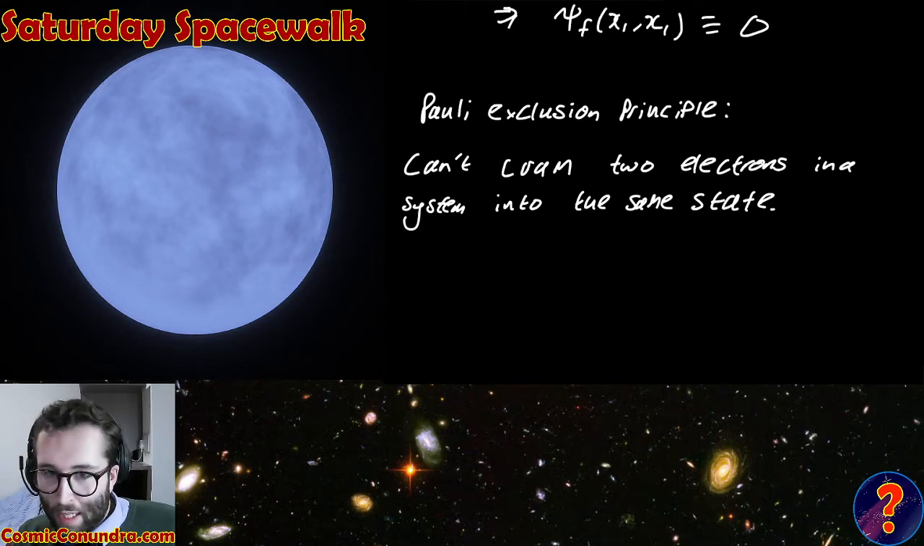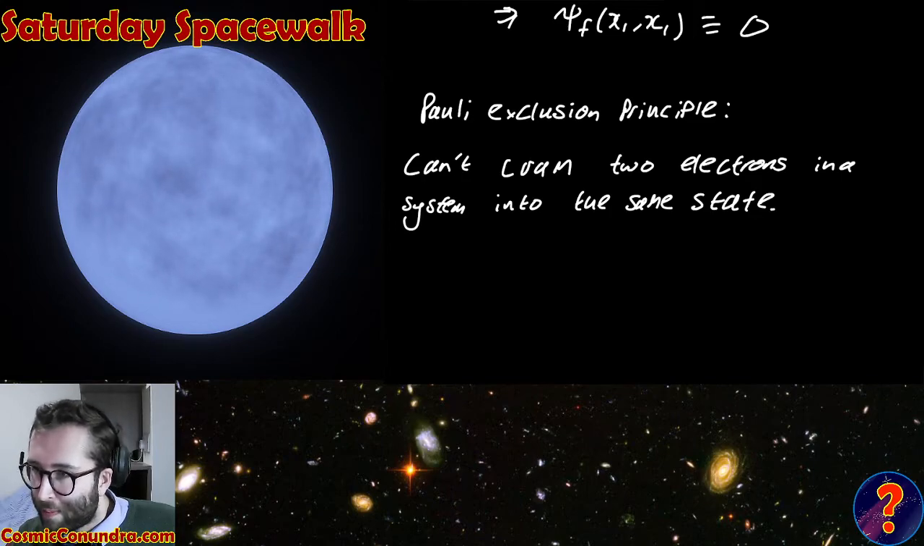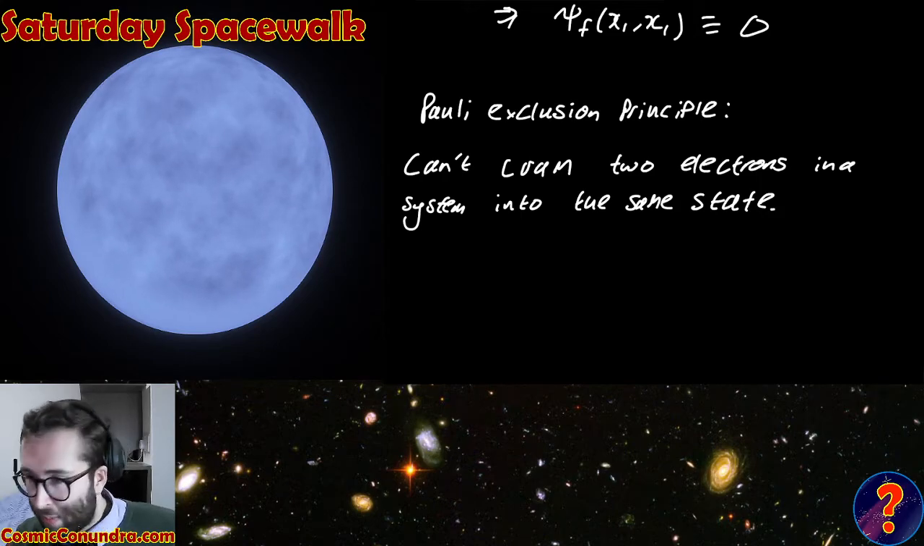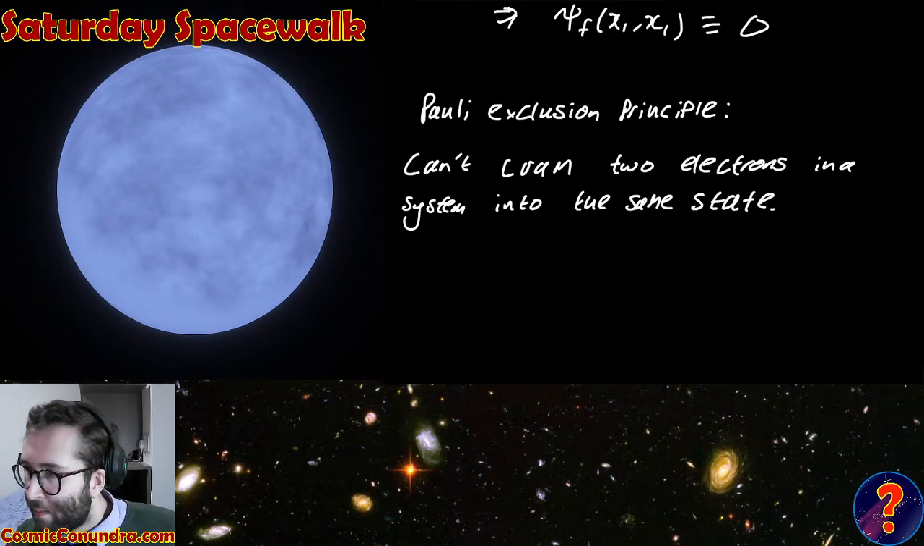So we want to consider this maximum possible pressure, or this maximum mass that can be supported by the pressure, beyond which, if you get any heavier white dwarf star, it'll collapse down into some even more exotic kind of star.